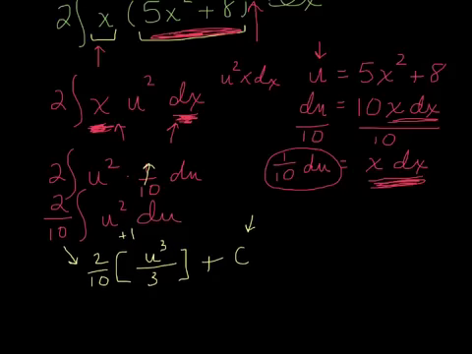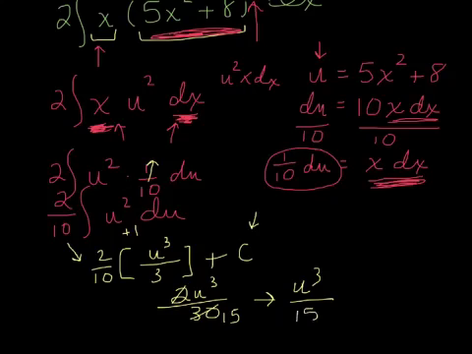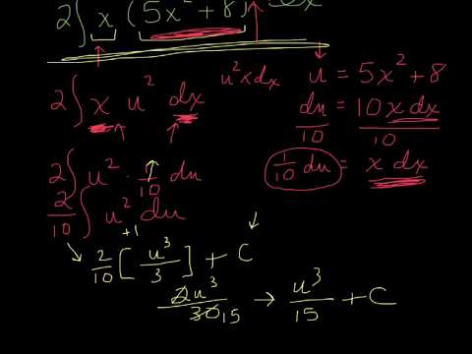Whoa, that didn't move the whole thing. Okay, so that gives you 2u cubed over 30. And I'm going to reduce that. 2 cancels out with 30, so you get u cubed over 15. That is not my final answer because my problem was given to me with x's in it, so I have to put the x's back.